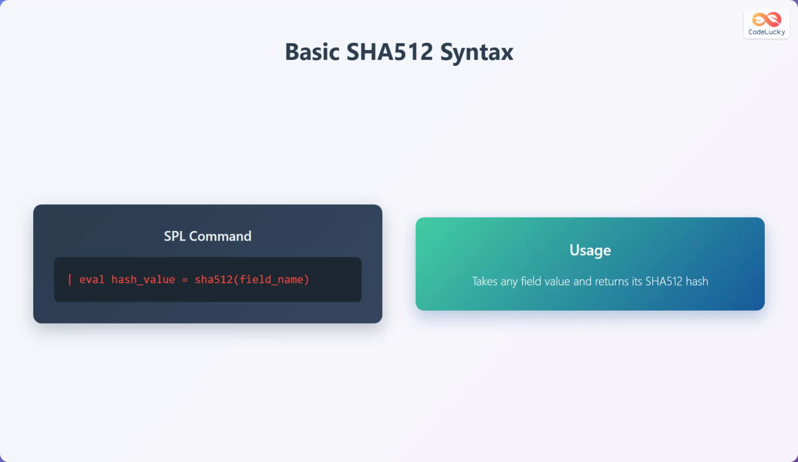The basic syntax for using SHA512 in Splunk SPL is straightforward. You use the eval command followed by the SHA512 function. The syntax is eval hash_value = SHA512(field_name). This command takes any field value as input and returns its corresponding SHA512 hash as output. The field_name parameter can be any existing field in your data that you want to hash for security purposes.